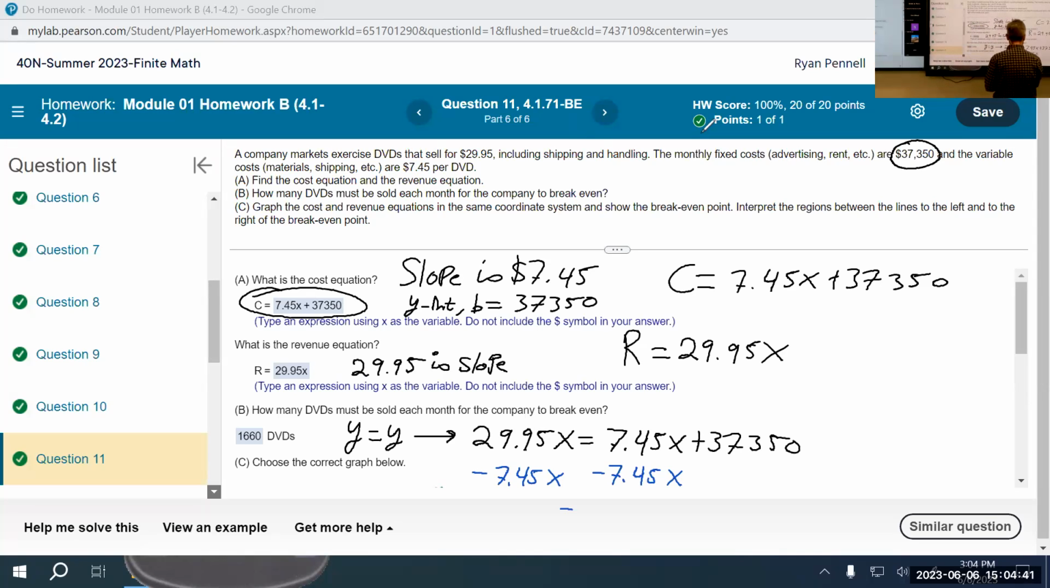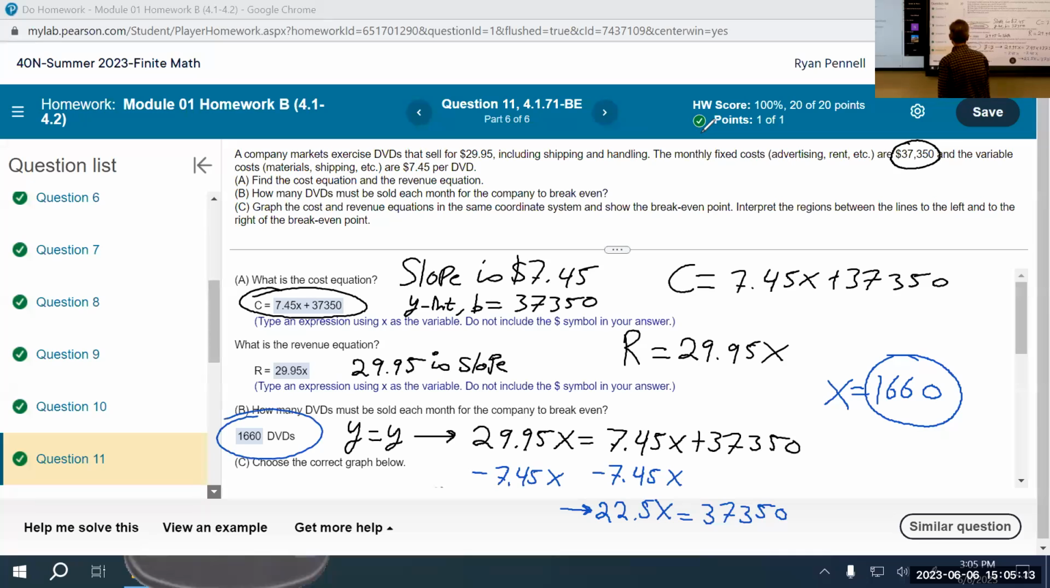I got 22.5x = 37,350. Divide both sides by 22.50. 37,350 divided by 22.50, I'm getting x equals 1,660. Okay. I got that.